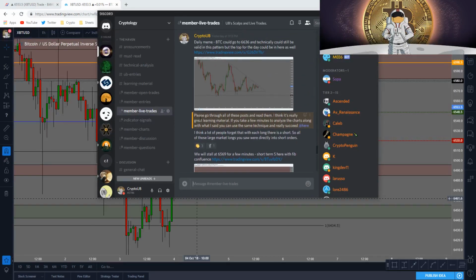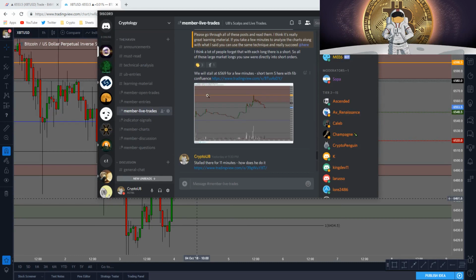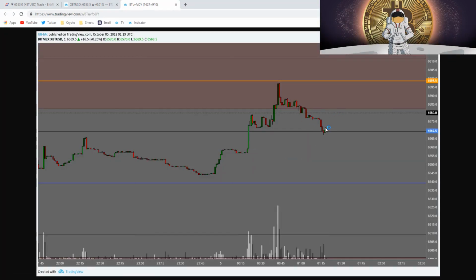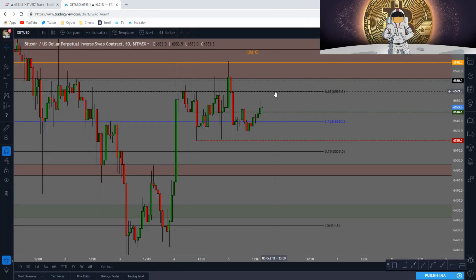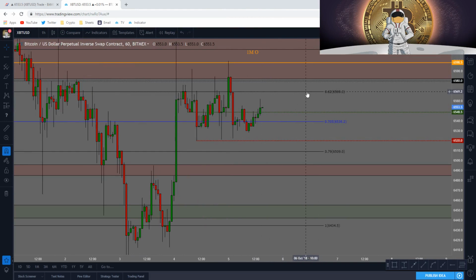Okay, so I said, please go through all the posts. Doesn't matter about that. People forget that these are swap contracts, right? So we fell out of red, and I said we'll stall here for a few minutes at 6569.5 because it's a short-term support. And how do I know that? Well, based on my TA for the past few days, I know that the 0.62 fib is going to be short-term support.